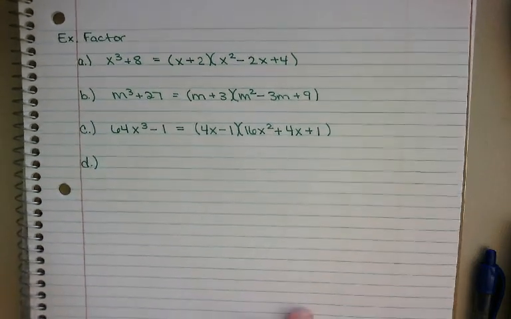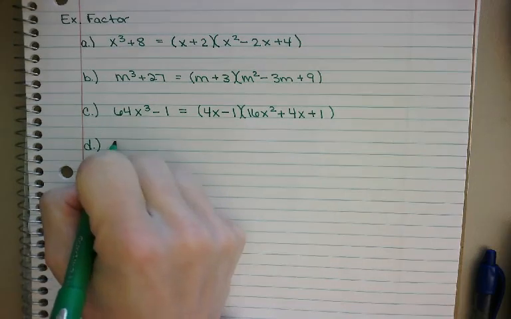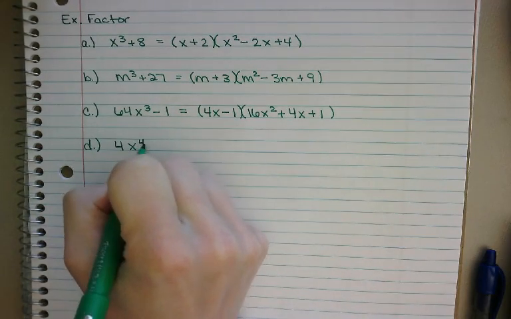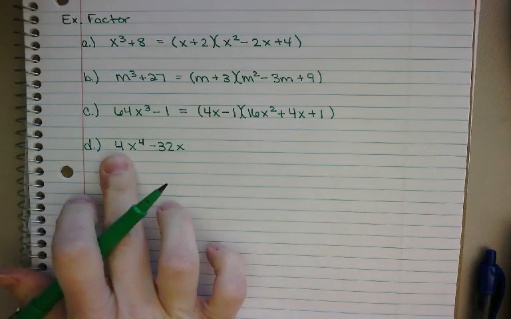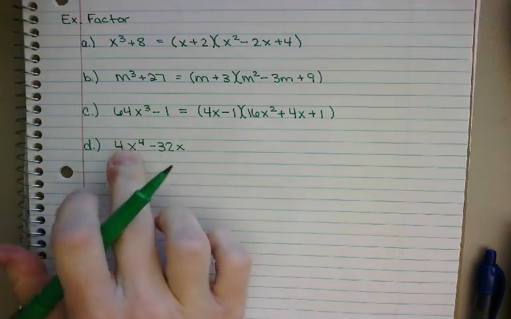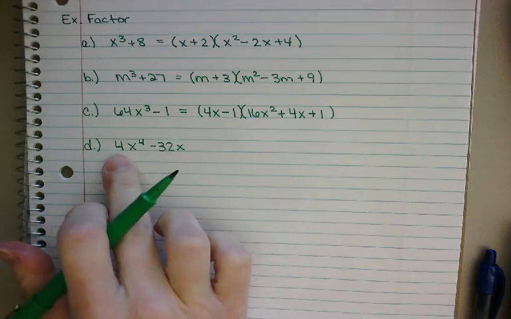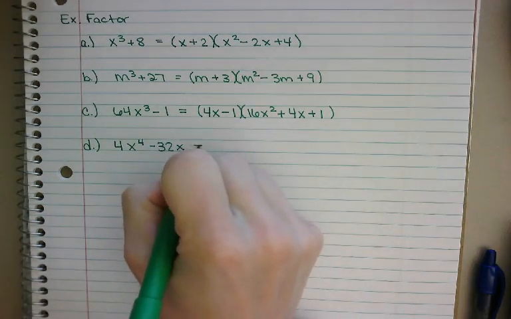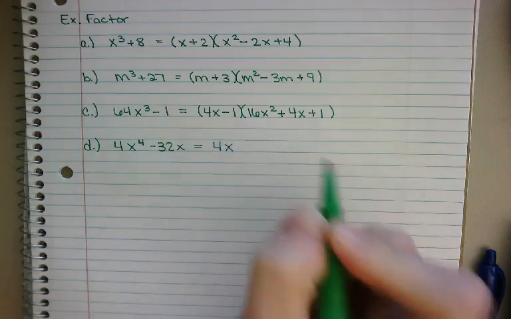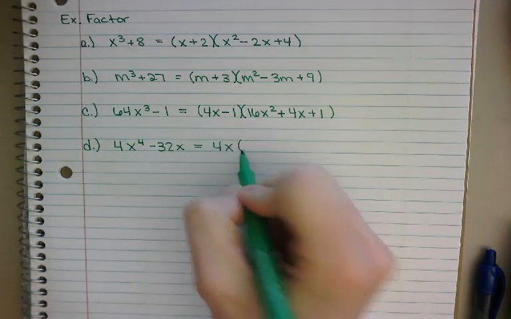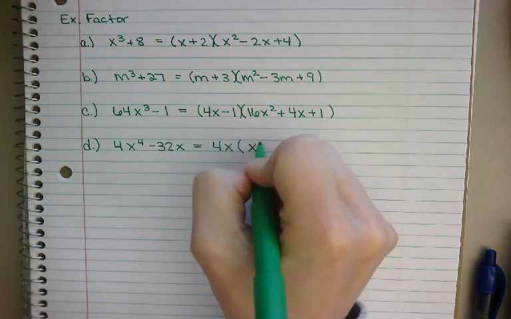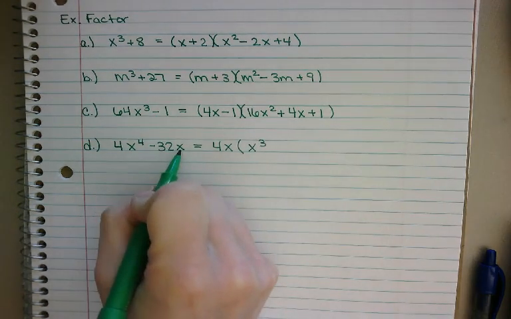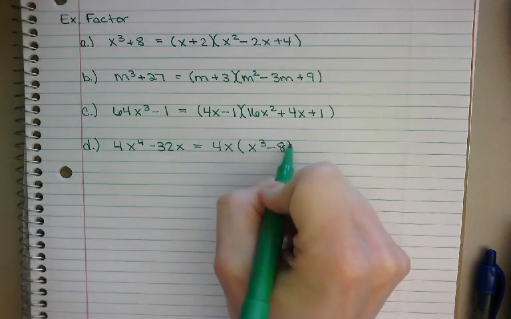Okay, let's look at another one. Let's do a 4x to the 4th minus a 32x. 4 is not a perfect square. I'm sorry, not a perfect cube. Okay. But if I look at something, I notice that both of these terms, I can divide out a 4, and both of those terms have an x. So I'm going to factor out a monomial of 4x. And then let's see what we have left. So if I divide out a 4 and an x from here, that's going to give me x cubed. If I divide out a 4 and an x from there, that's going to leave me with a negative 8.